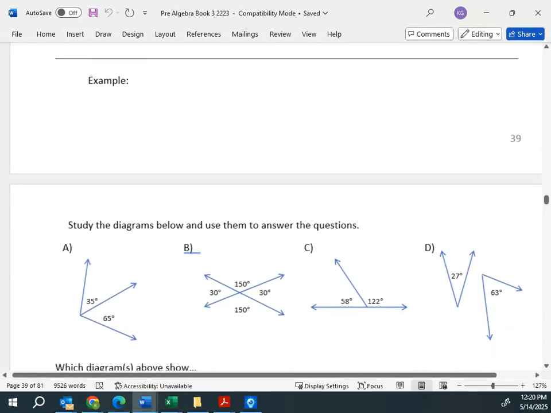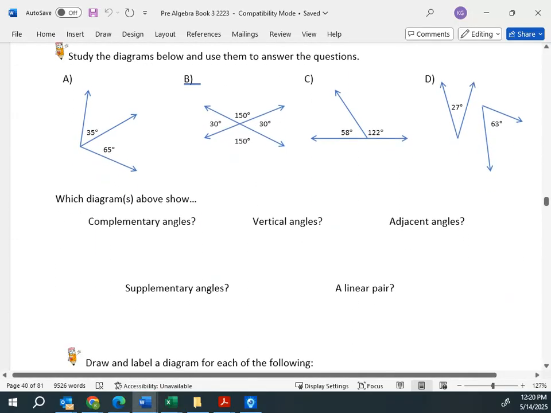There we go. So, at the top of the page, it says, study the diagrams below and use them to answer the questions. So we're given 4 different types of angles. Thinking about all those vocab words from that first page, you need to decide which ones of these show complementary angles. It could be 0, it could be one of them, it could be multiple. So you're going to write any of the letters that show complementary angles.